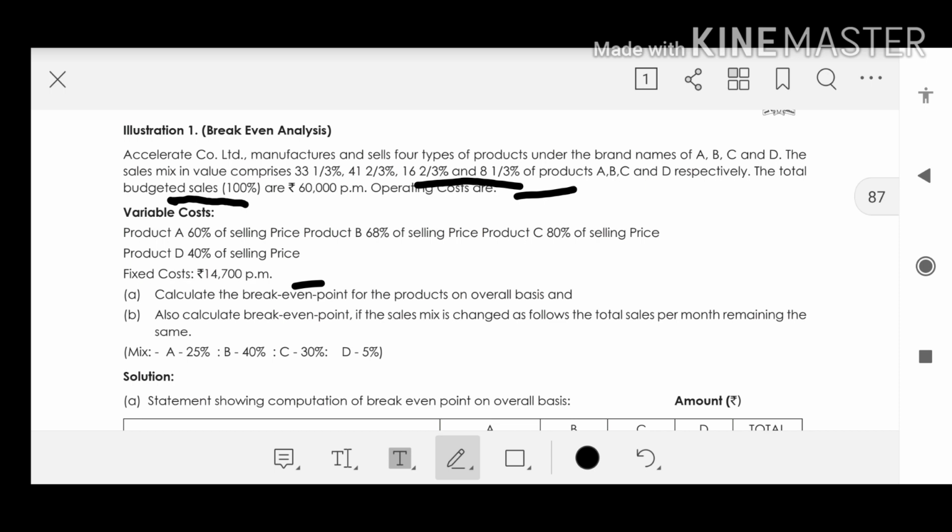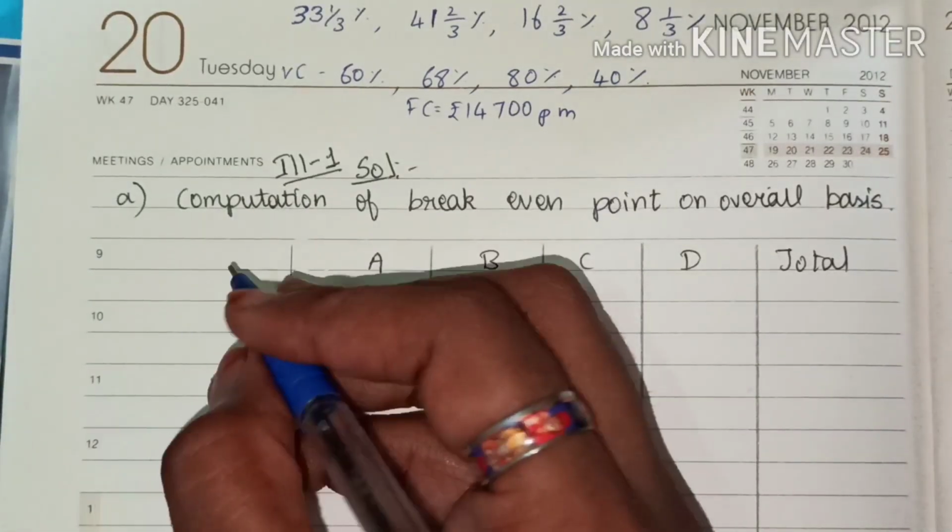The first question is to calculate the break-even point on overall basis, and the second question is they have given a different sales mix: for A 25%, for B 40%, for C 30%, and for D 5%. For this we have to calculate the break-even point again. They have given that total sales per month remain the same, that is already rupees 60,000 as sales. The same sales has to be applied here also. Let us start with the solution.